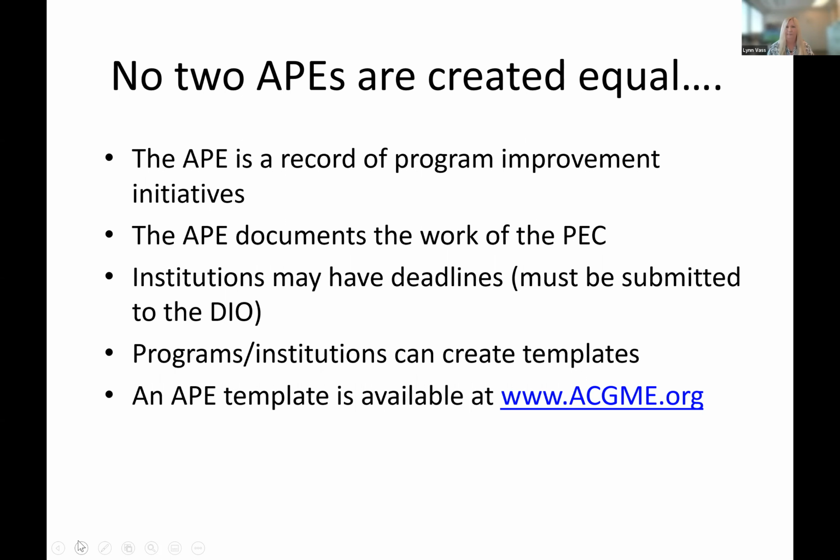All of our programs store their APE in MedHub, but we don't actually have to physically input the data into MedHub. So thank goodness, until that day comes. I didn't mean to interrupt you. No, that's all right. Okay, next slide.